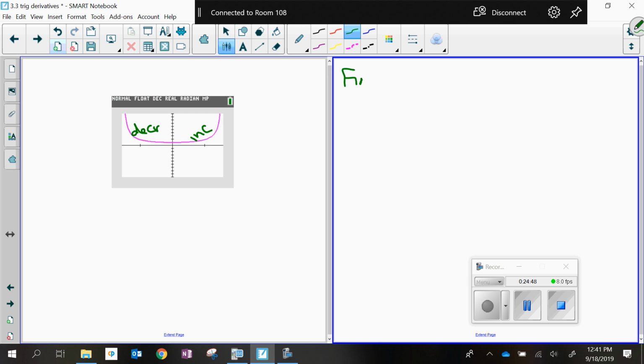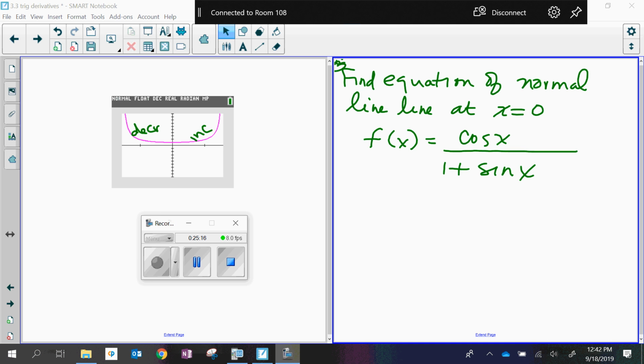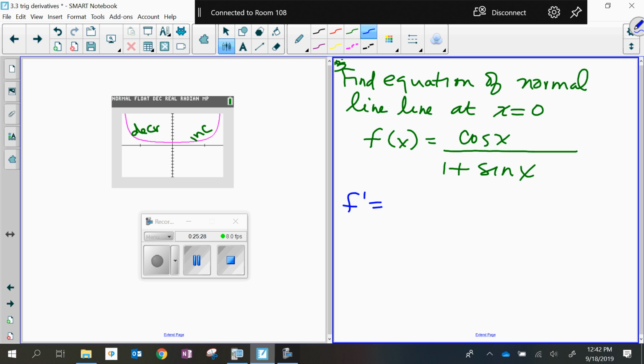Find the equation. I don't know what example we're on by now. 3. Thank you. Find the equation of the normal line, which is anything but normal, at x equals 0. And f of x is cosine of x over 1 plus sine of x. Okay? So, where are we going to start? Finding the derivative. So f prime, and what rule are we going to use, Ruby? Quotient rule. Go for it. Set it up for me.